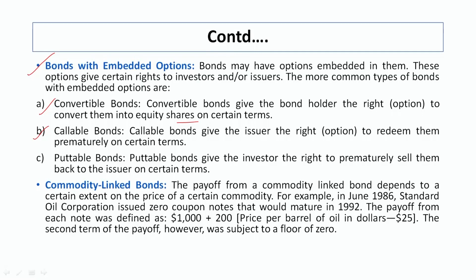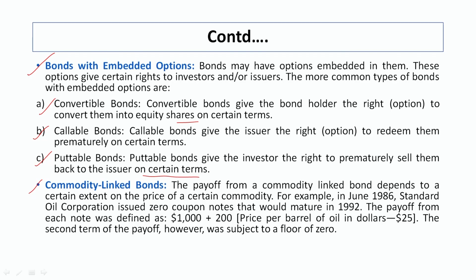Callable bonds basically give the right to the issuer to redeem the bond before maturity. Although this is a risky instrument for bond holders, it is a good instrument for the issuer. Puttable bonds give the investor the right to put or redeem the bond before the period of maturity, depending upon following certain terms and conditions issued by the borrower. Next one is commodity linked bond.